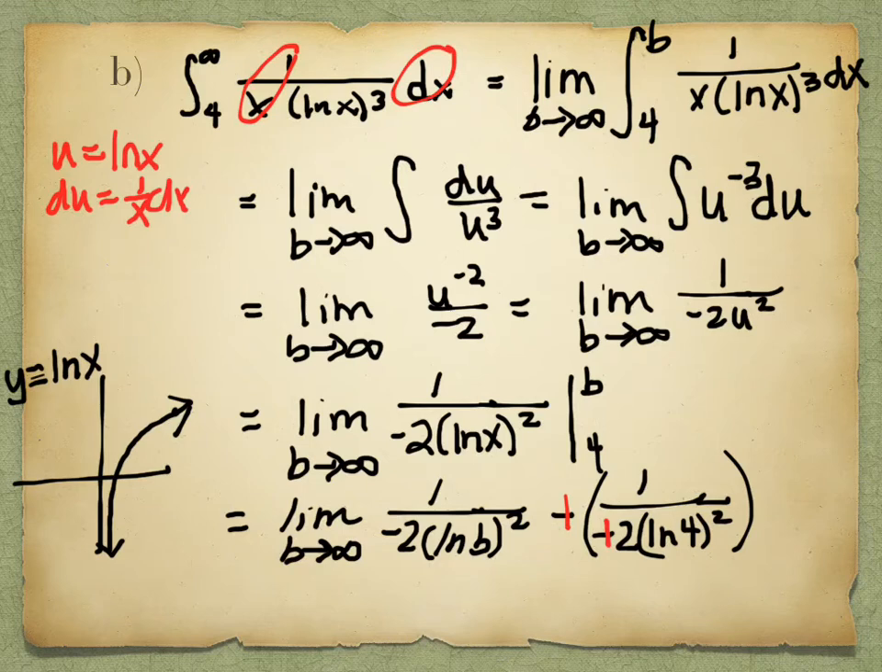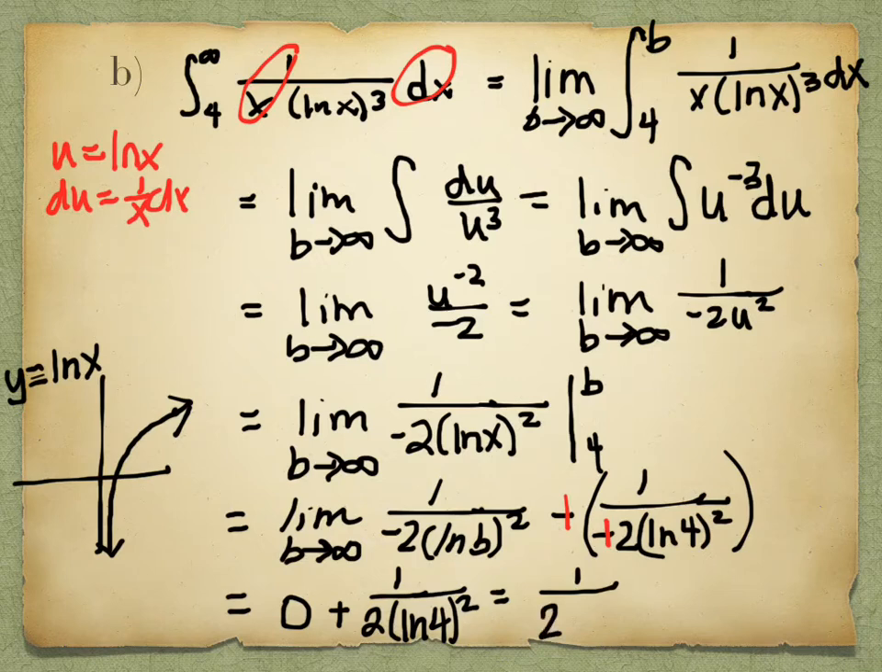And then what happens when we take the number 1 and we divide it by something that's infinitely large, be it negative or positive? That's 0. So this value at the front here becomes 0. And we have 0 plus 1 over 2 natural log of 4 quantity squared. And there's not a way to simplify that at all. So the answer is actually that second piece.